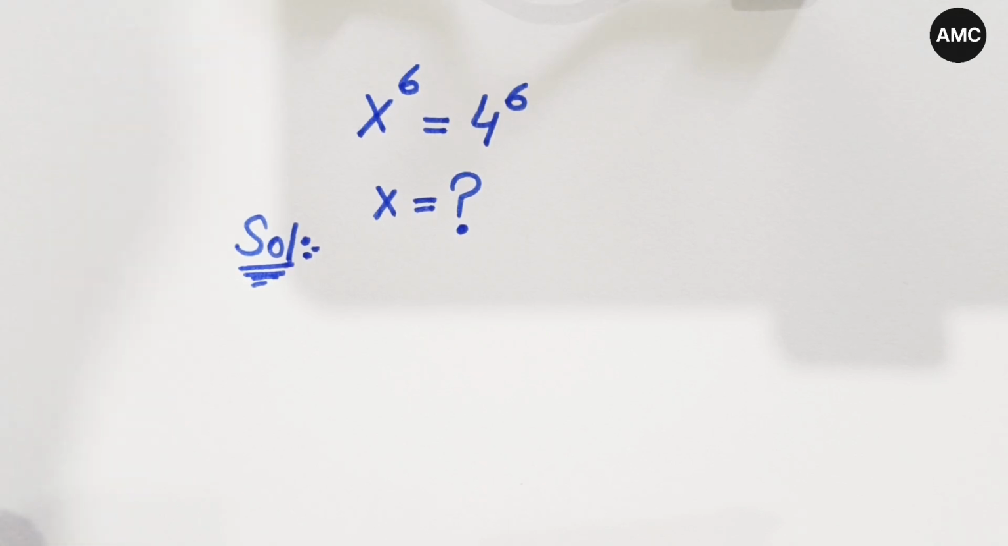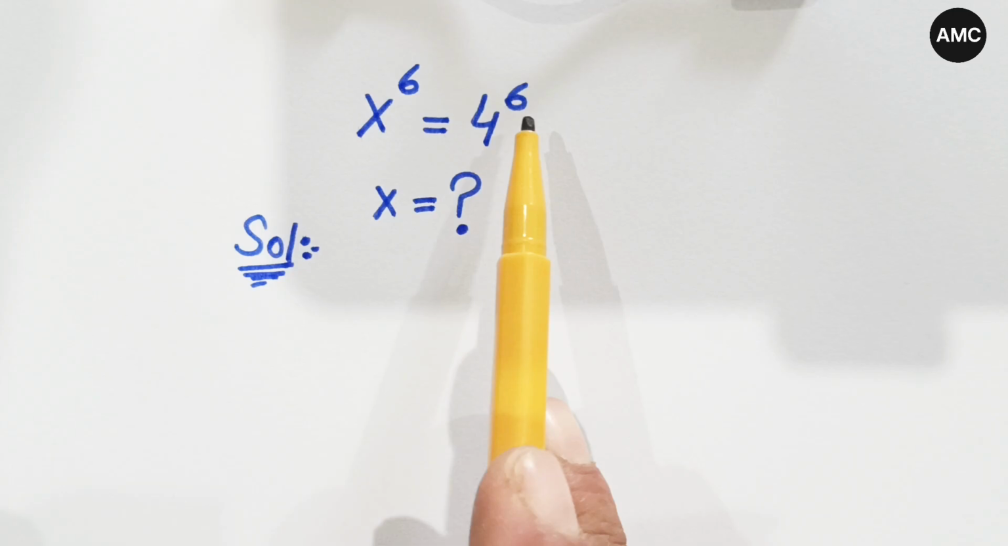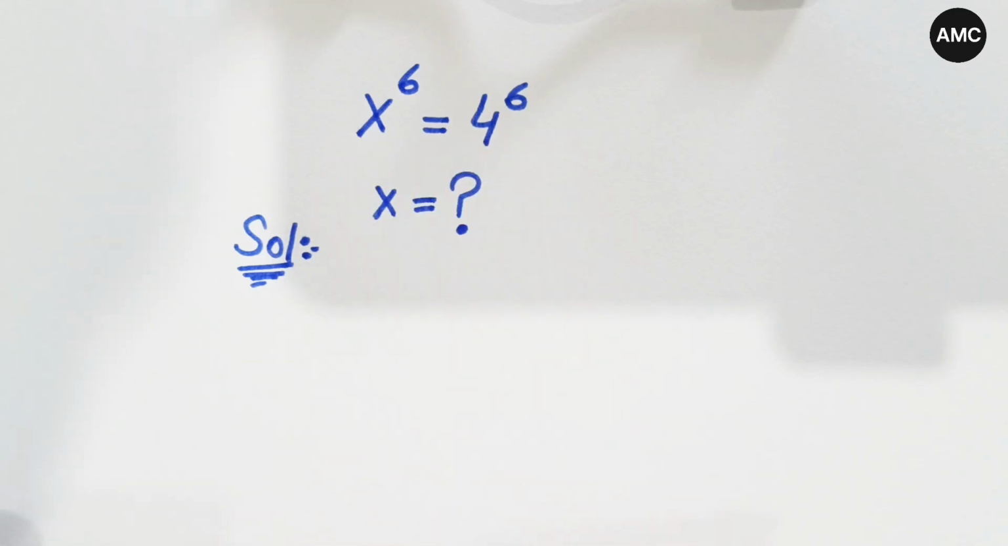Today we have a nice exponential problem, that is x to the power 6 is equal to 4 to the power 6. So here we have to find the value of x. Let's start our solution. Here we can see x to the power 6 and 4 to the power 6, so the exponents on both hand sides are the same. Then we can say x is equal to 4 is the solution of this problem.